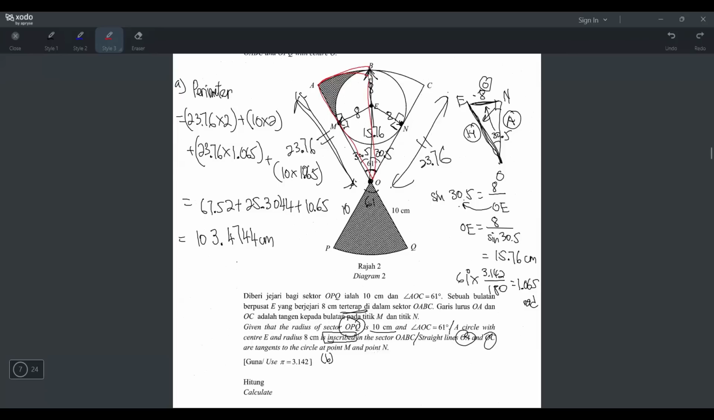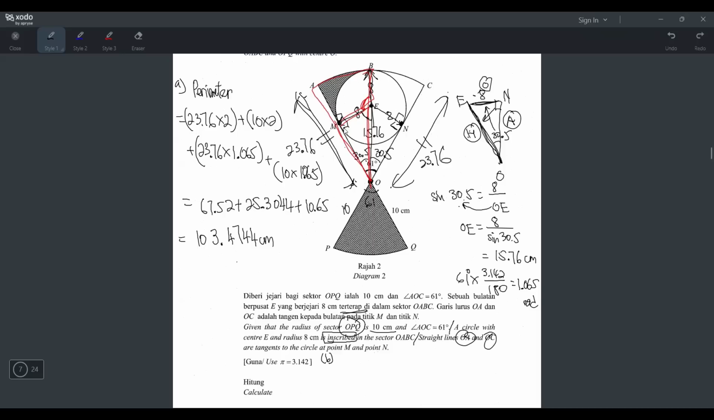Wait, what if I minus with the semicircle? Cannot, right? Because if I minus the semicircle, then later this shape, how to find, right? So not recommended. I think the best way is to get area of sector minus area of triangle minus area of this sector. But we need the angle here, right? To find the area. Can we find out this angle right here? The answer is yes, because this is a right angle triangle, and inside the triangle, the total angle is always 180. So let's find out this angle.